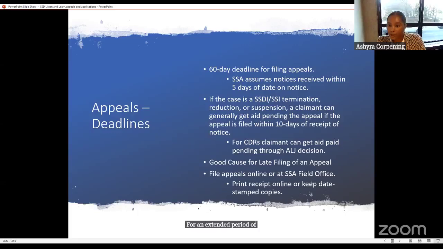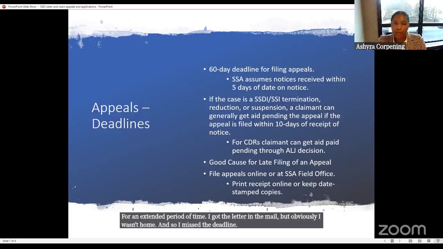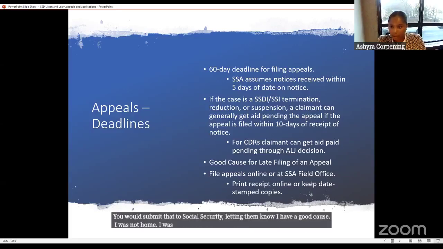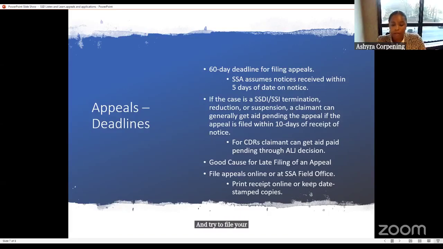I got the letter in the mail, but obviously I wasn't home, and so I missed the deadline. You would submit that to Social Security, letting them know I have good cause. I was not home. I was in the hospital. I couldn't get to the notice, and try to file your appeal that way.